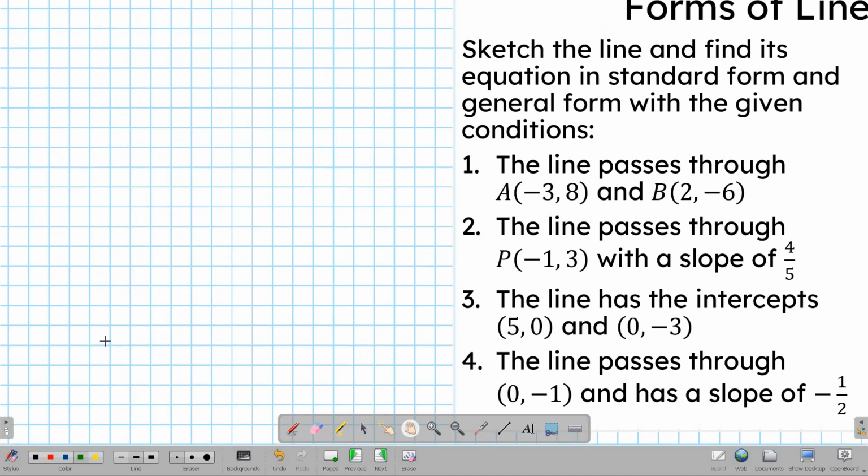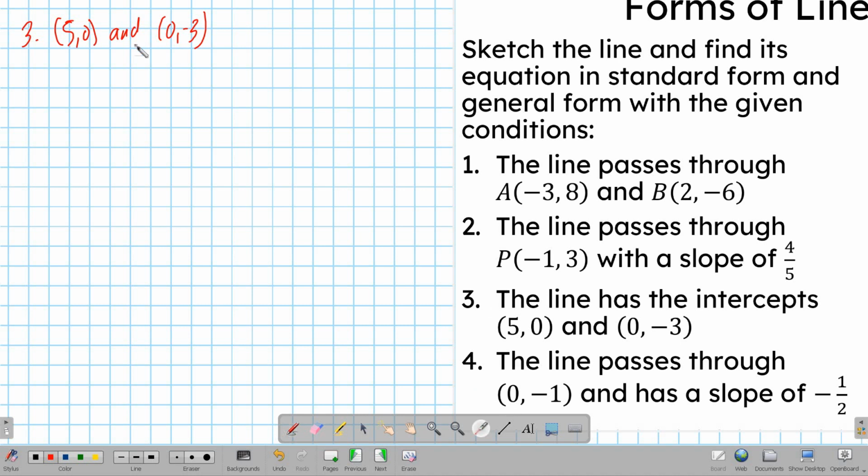Now, for number 3, ang binigay sa atin sa number 3 ay the line has the intercepts 5, 0, and 0, negative 3. Although, hindi palaging sasabihin na intercepts yan. It can just be the line has the points 5, 0, and 0, negative 3. Or the line passes through 5, 0, and 0, negative 3. So, although pwede mong gamitin ang 2-point form dyan, kasi technically, may 2 points ka naman.